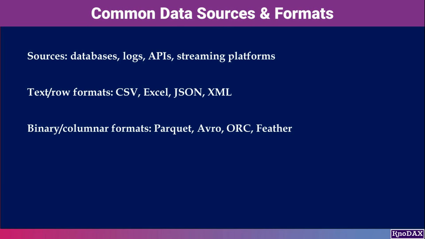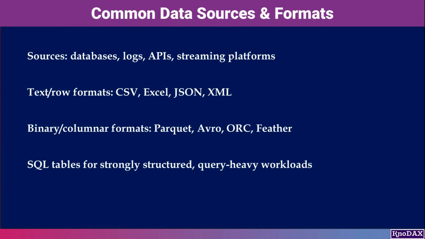For big data workloads, binary and columnar formats are far more efficient. Formats such as Parquet, Avro, ORC, and Feather enable faster queries, better compression, and reduced storage costs. These are the backbone of modern data lakes and analytics pipelines. And for highly structured, query-intensive workloads, we still rely heavily on SQL tables. Traditional relational databases and data warehouses remain the best choice when performance, constraints, and strong consistency are important. Understanding these formats and when to use each one is essential for designing scalable, high-performance data engineering solutions.